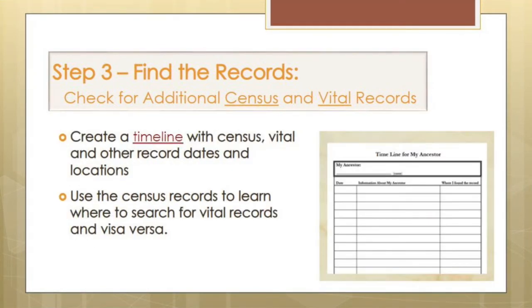One useful research method is to create a timeline. List the date and location of each event you know in your ancestor's life. Use the census records to help you know where your ancestor was living. This will help you know where to look for vital records. Or if you have a date and a place on a vital record, this will help you know where to look for a census record.